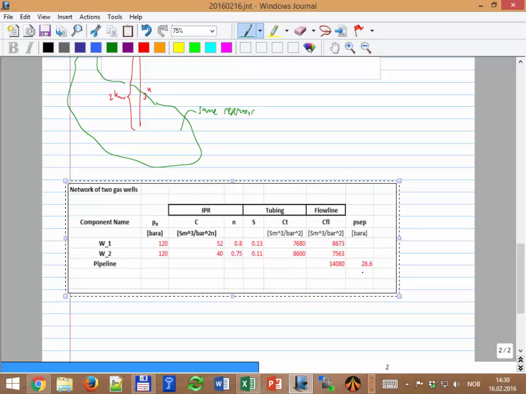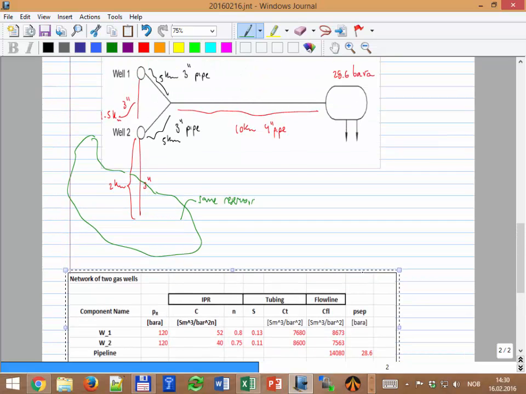So let's see if we have enough data to do our calculations. First, we have to go from the bottom hole. Let's see if we have enough information for the IPR. We know the dry gas equation, C and n.